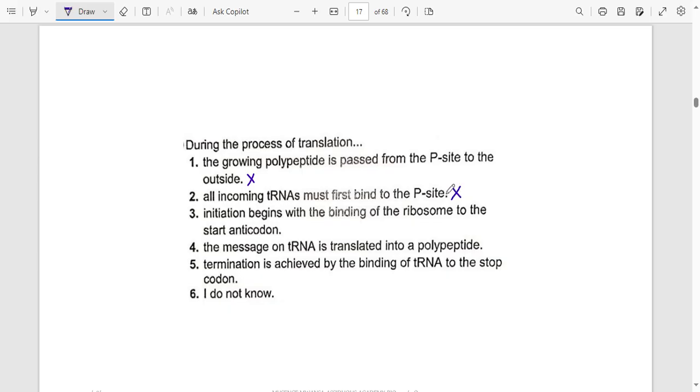Remember we said that the only tRNA that binds to the P site is the one carrying the first amino acid. Initiation begins with the binding of the ribosome to the start anticodon. Is that true? It's not the anticodon, but the start codon. Number four, the message on tRNA is translated into a polypeptide. Is that true?